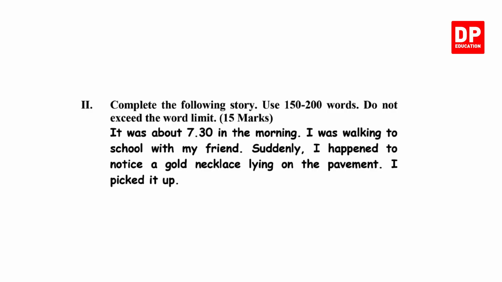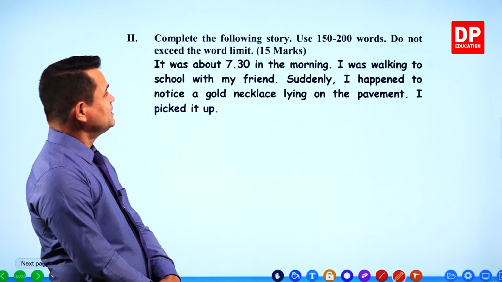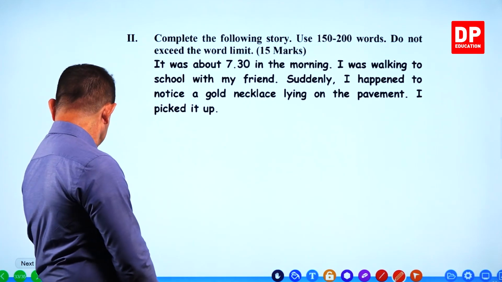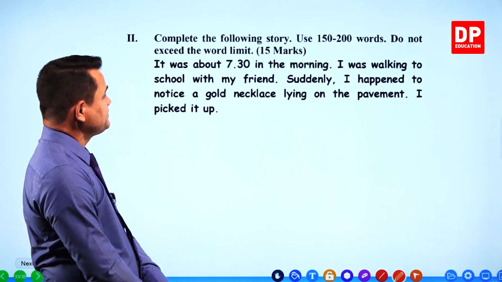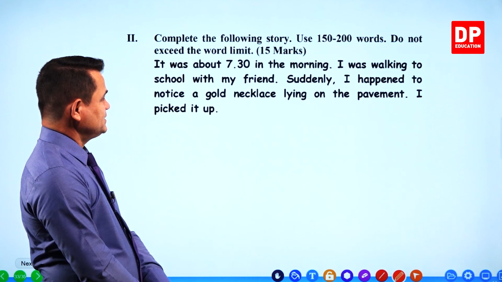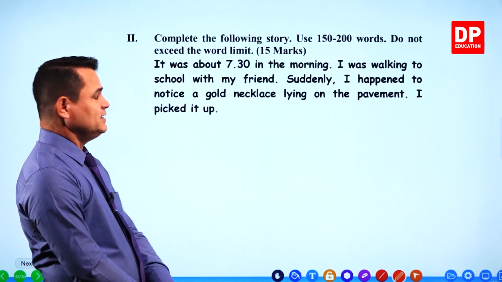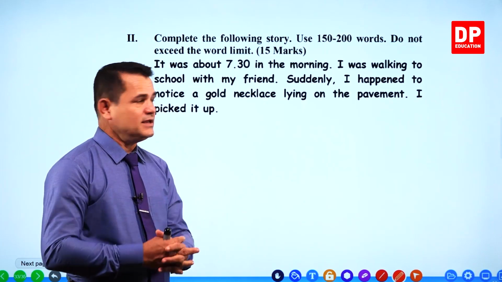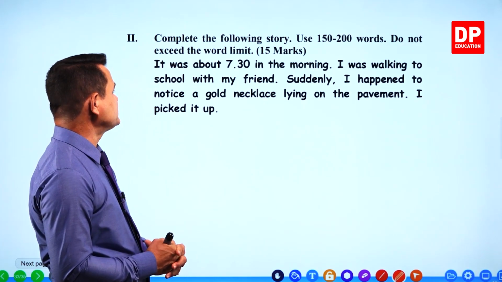The next question is: complete the following story. So you have to complete a story. Use 150 words to 200 words, between 150 and 200. Do not exceed the word limit. Don't go beyond this word limit. Don't write more than that. 15 marks for that.